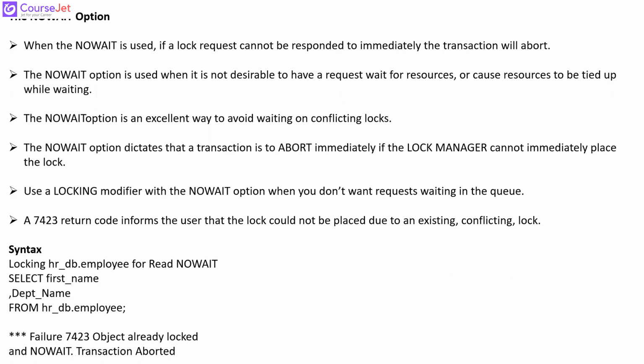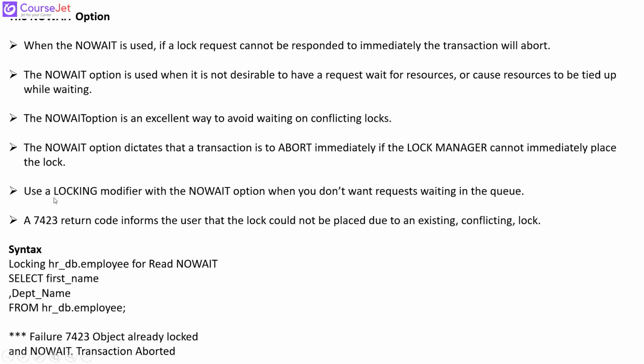So in case you are asking for an exclusive lock on a table, but there are other operations like reads and writes going on, if you don't have this no wait option, it will go into a queue. But when you specify no wait, it will automatically get aborted immediately. It won't wait in the queue. So this no wait option is used when it is not desirable to have the request wait for the resources. The no wait option is an excellent way to avoid waiting on conflicting locks.